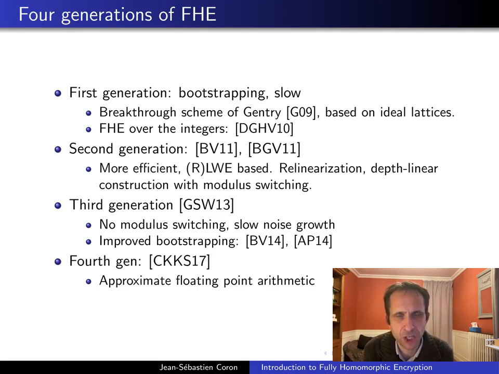And then we have this third generation in which the ciphertexts are matrices. And the advantage of this new generation is that the noise can grow very slowly. So we can perform many homomorphic operations without the noise growing too much. And we have also improved bootstrapping procedures. And we have a fourth generation in which we perform computation on floating points, which can be interesting for some applications. For example, to evaluate a neural network, the weights are floating points, and the inputs also are floating points. And so we can do this evaluation homomorphically in an efficient way.